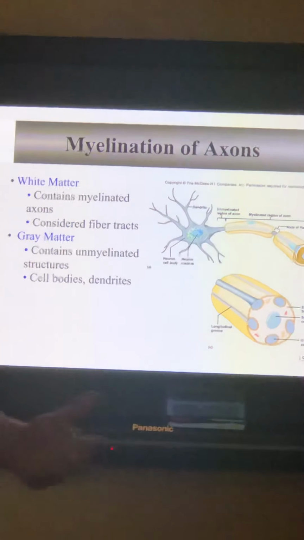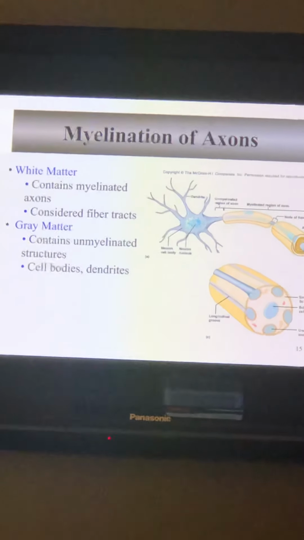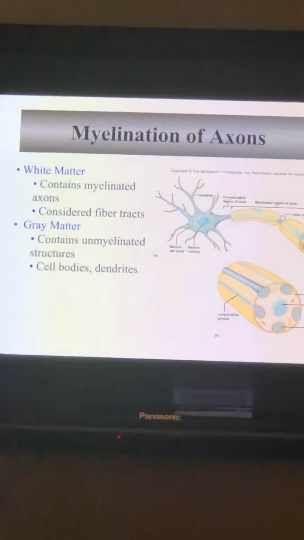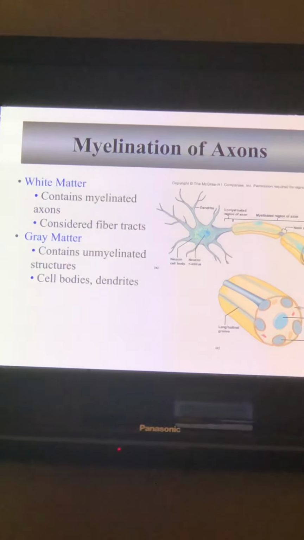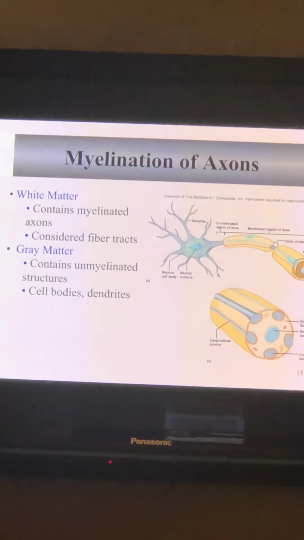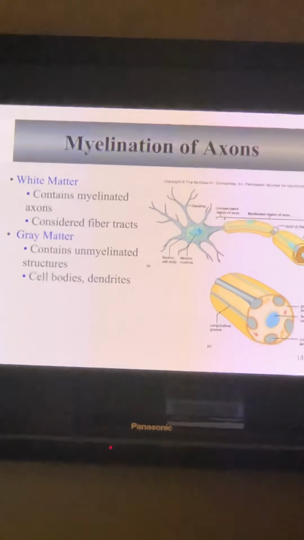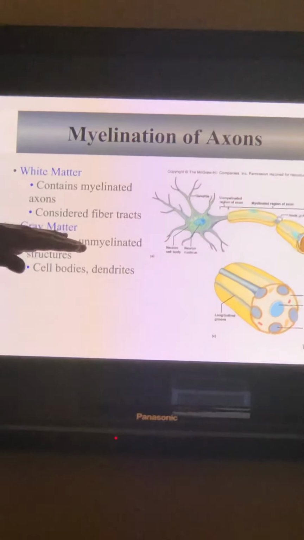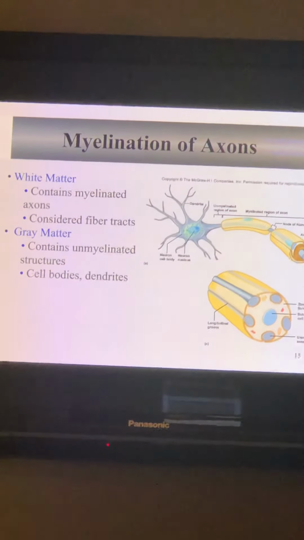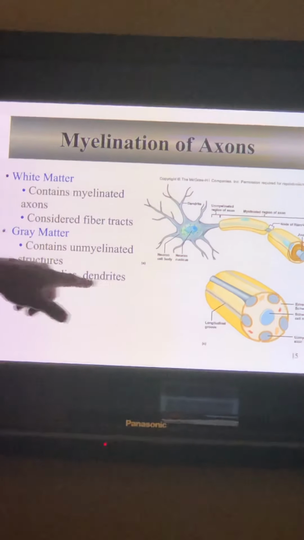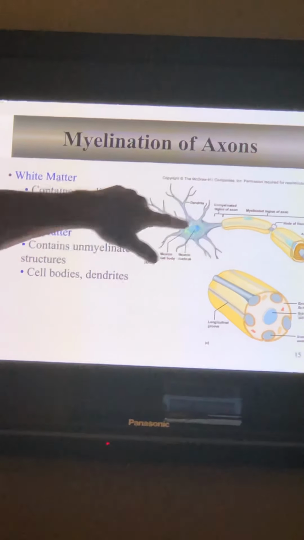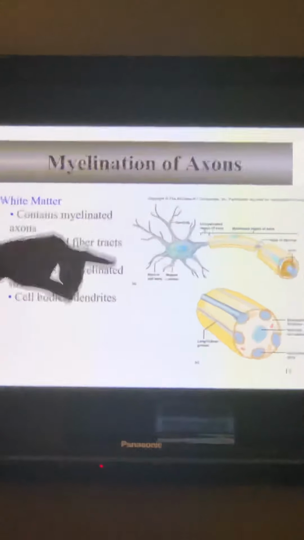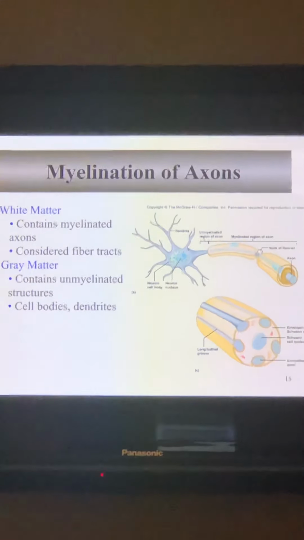You've probably heard of white matter or gray matter in the brain or the cord. White matter is on the inside of the brain. I think I showed you that in the lab review. It's on the outside of the cord. Gray matter is on the outside of the brain, on the inside of the cord. Gray matter is cell bodies and dendrites. This portion has no myelin on it, so it looks gray. This will look white.